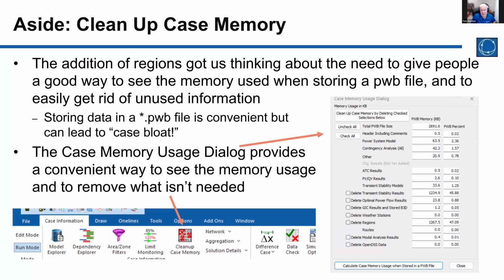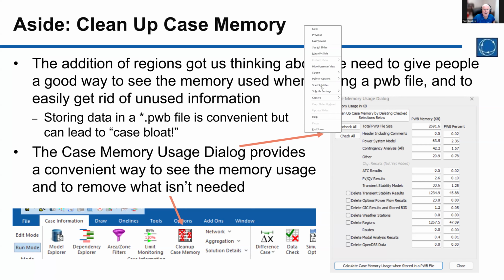So I've got an example shown there. This is actually one of the cases that I'm going to use in explaining regions. The total file size is about 2.69 megabytes. It's got a little bit of power system stuff. It's got a little bit of contingency analysis stuff. Because this was an example that I was using to show regions, I've got a lot of region information here.